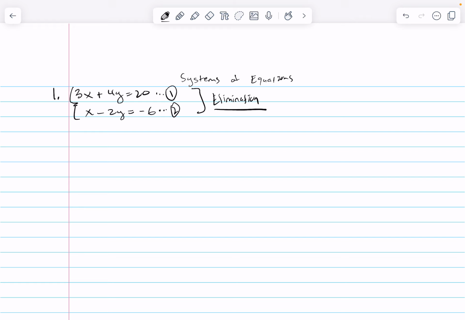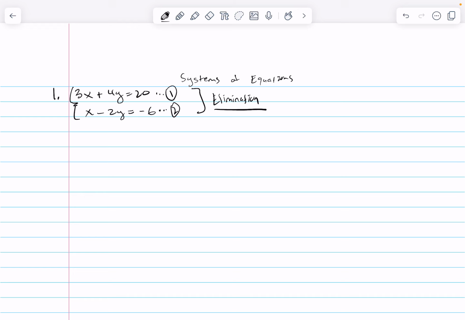So how the elimination method works is that we're going to eliminate one of these variables entirely. We're just going to eliminate either the x or the y, and then we're going to solve for one of the variables. And then we're going to plug that variable back into one of the two equations, and then we'll be able to solve for the other variable. And I will show you guys how to do it in this first example.